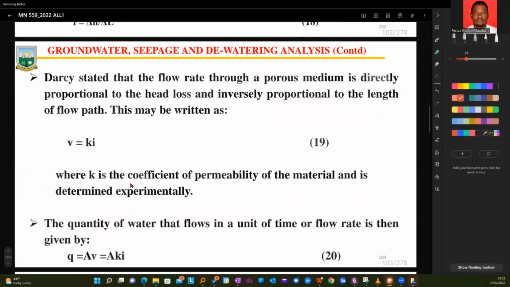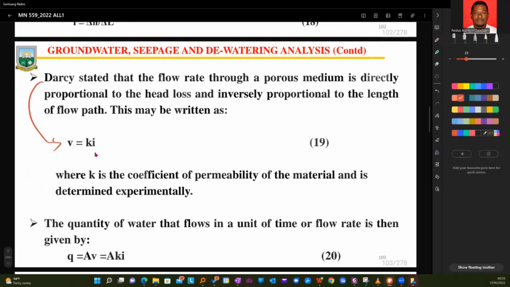So then let's talk about Darcy. He states that the flow rate through a porous medium is directly proportional to the head loss and inversely proportional to the length of flow path. And this can be written as, so we are visiting Darcy's equation again. And he's also saying now we want to find out that permeability constant, the material's ability to allow the flow.